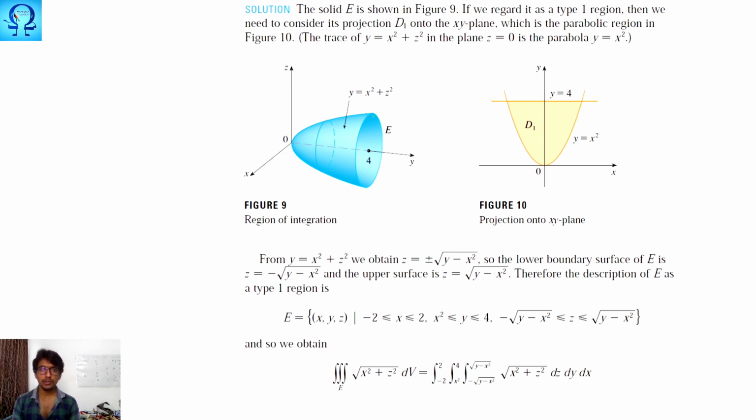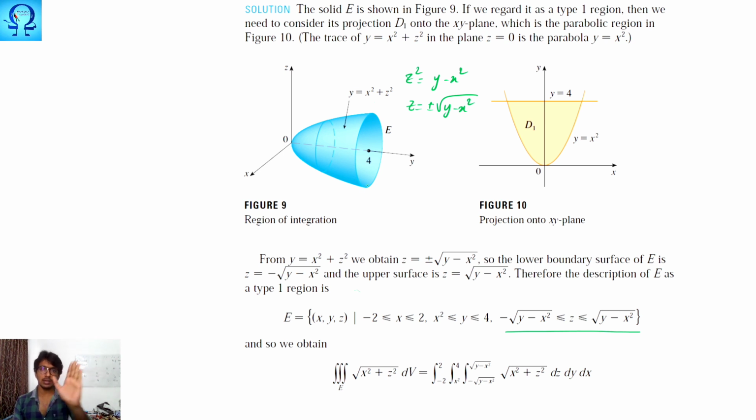Or if you wish, a three-dimensional thing can be made easy in any of the types. So from this, let us write what is z. Your z square is y minus x square, so your z is plus or minus the square root of y minus x square. So z is varying from minus the square root of y minus x square to plus the square root of y minus x square. So we have got the z variable. So z is varying as a function of x and y.